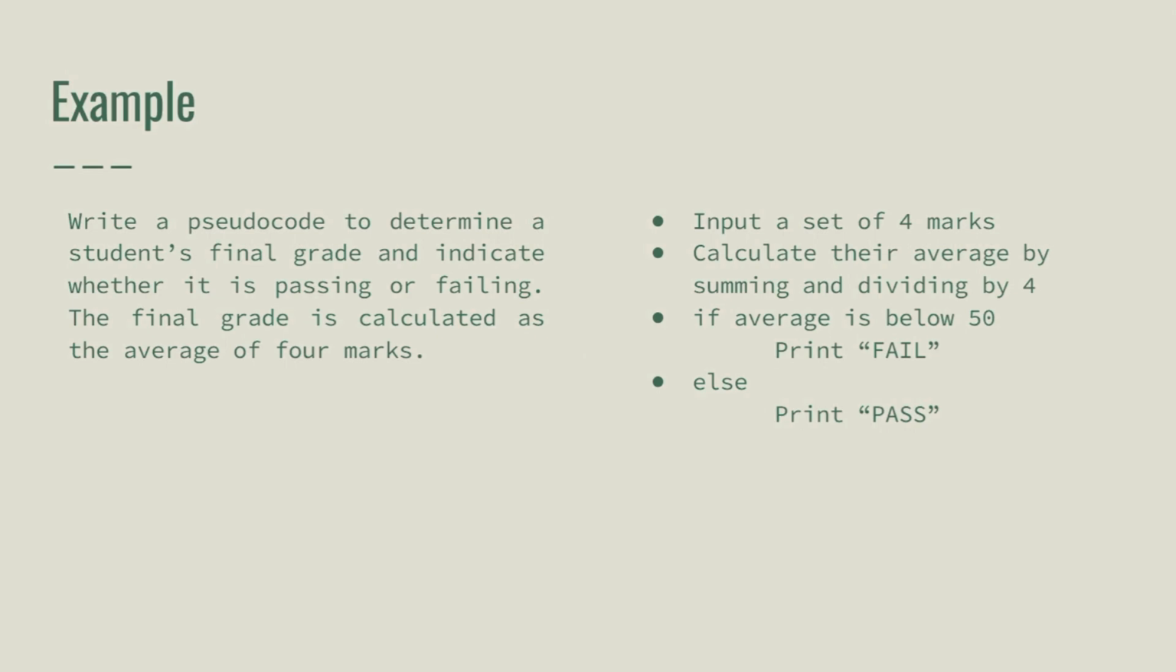The first example: you have to determine a student's final score and indicate whether it is pass or fail, and the grade is calculated with the average of 4 marks. So we take the input of 4 marks, we calculate the average by doing the summation and division by 4, and the if and else part that you are saying, exactly that is what pseudocode looks like. If your average is below 50, then print fail, else print pass.